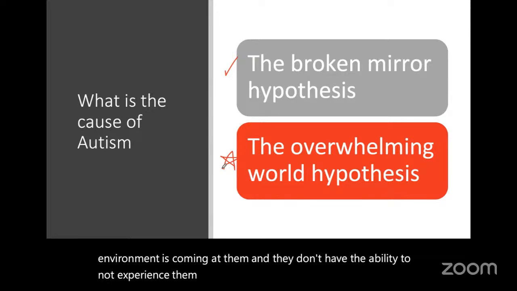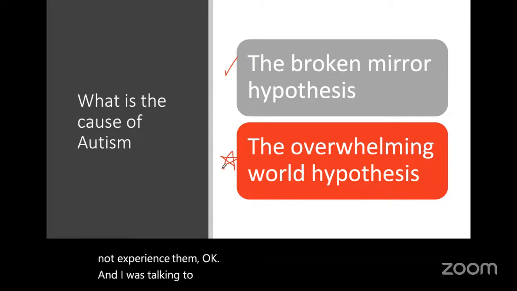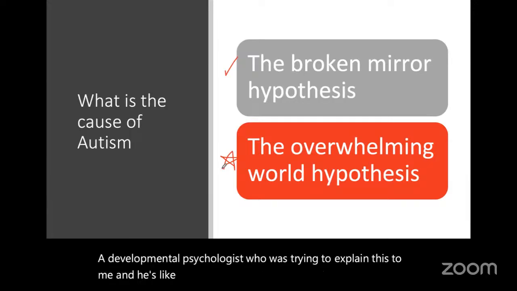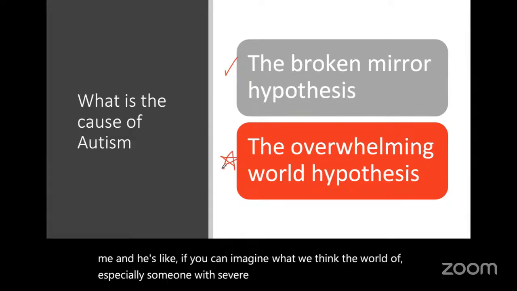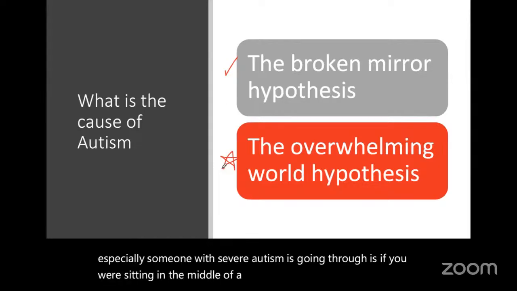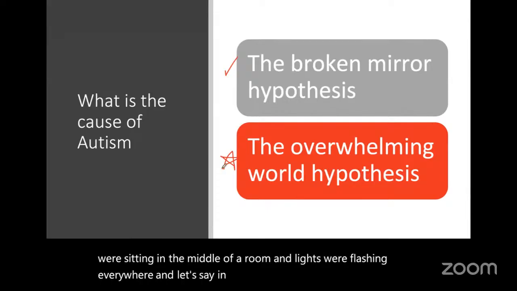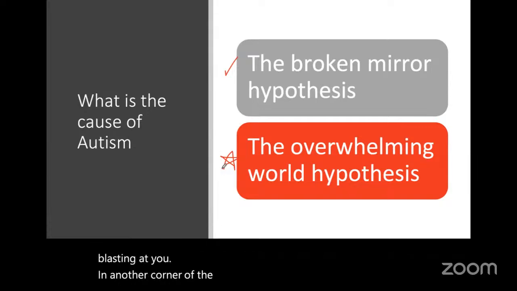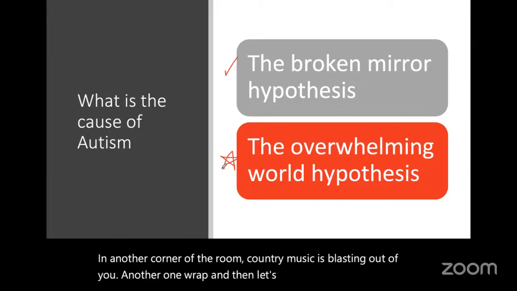And I was talking years ago to a developmental psychologist who was trying to explain this to me. He said, if you can imagine what we think the world of someone with severe autism is like, it's as if you were sitting in the middle of a room and lights were flashing everywhere. And let's say in one corner of the room, rock and roll is blasting at you. In another corner, country music is blasting at you. Another one, rap, and then the other one, classical music.